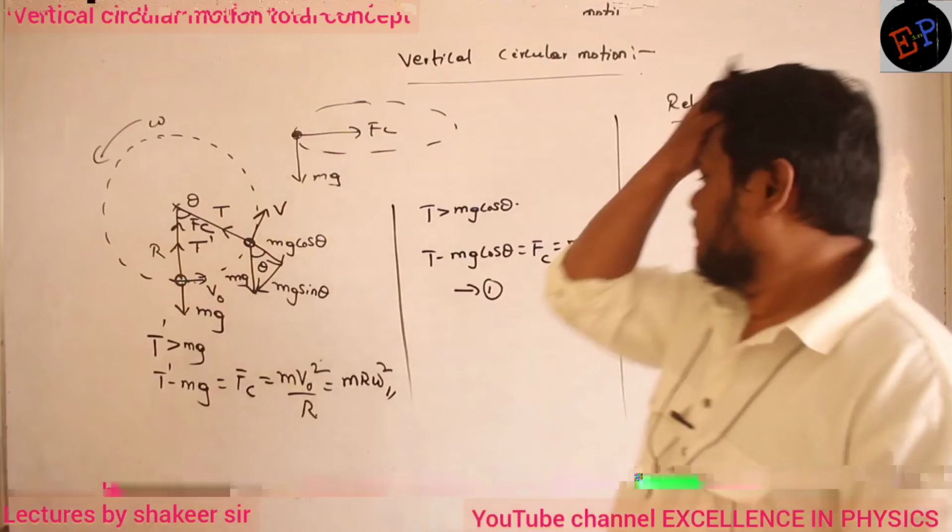So if this is the center of this circle, after the body reaches 133 degrees, what happens? Normal reaction will become zero, but velocity is not zero. This is what we have studied now. So what is meant by normal reaction being zero? It means that it loses contact with the outer surface.